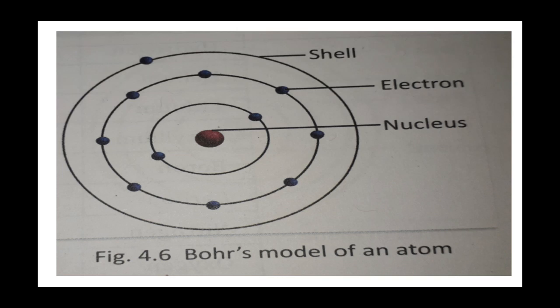The electron moves around the nucleus only in certain fixed orbits or energy levels. As long as an electron revolves in a particular orbit, it does not lose or gain energy. Bohr explained the cause of stability of the atom in a different manner, and he explained it with the help of his postulates.